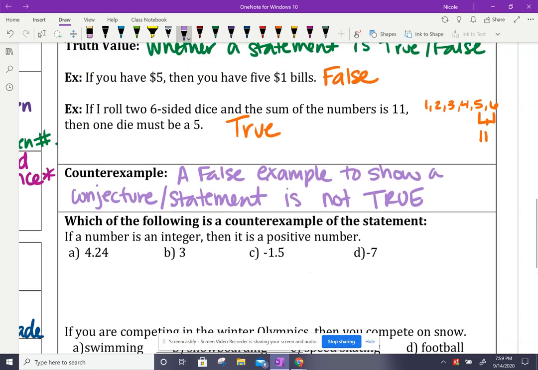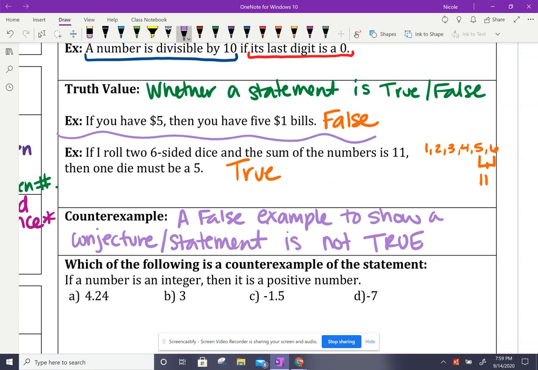When we looked back at our first example with truth value, if you have $5, then you have five $1 bills. Well, a counterexample could be I could have one $5 bill. That would still tell me I have $5, but I don't just have five $1 bills. I could also have a $2 bill and three $1 bills. Or I could have a whole bunch of quarters. There's several ways that we could come up with $5 without only having five $1 bills. So just one example would be a counterexample.